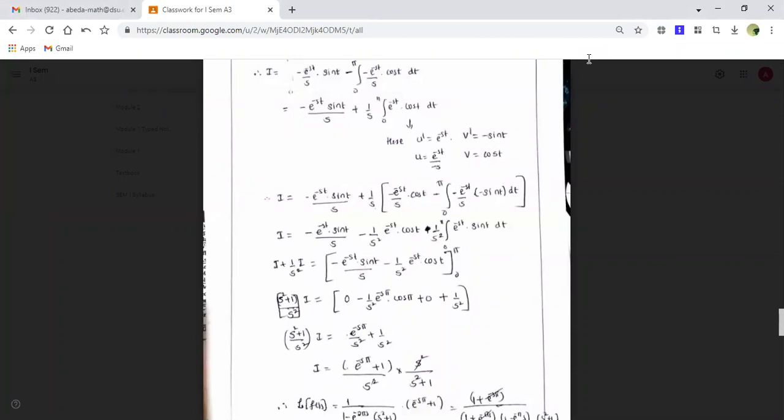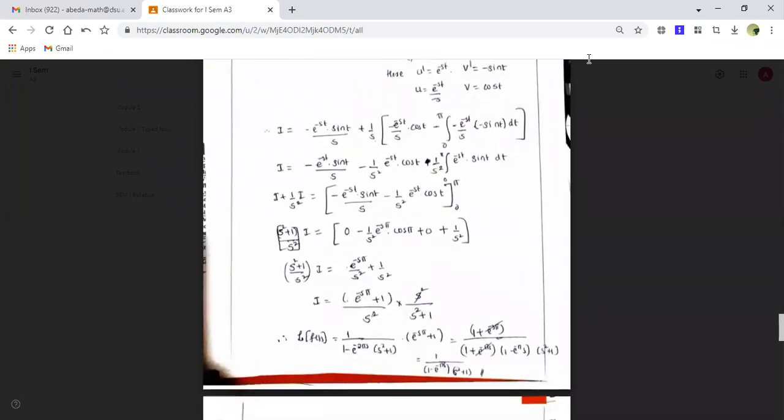So you can take this whole term to the other side. This will become I plus 1 upon s square into I. The remaining terms you can write here only and apply the limit from 0 to pi. If I apply pi here, upper limit, sin pi is 0, so this whole term will become 0. And here this is minus 1 upon s square e to the power minus s pi into cos pi. Then again minus of minus plus lower limit. Since it is containing sin 0, this will become 0. This term will become e to the power 0 is 1, cos 0 is 1. It simply becomes plus 1 upon s square.